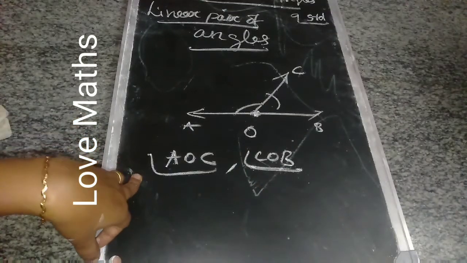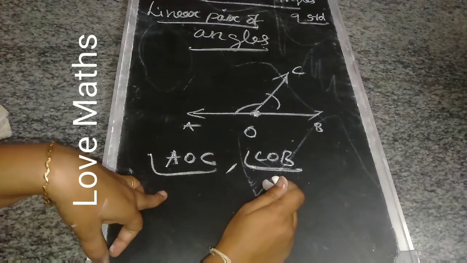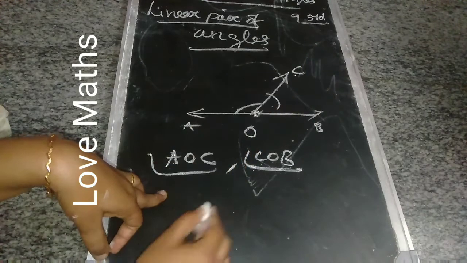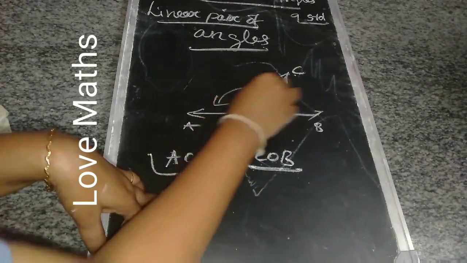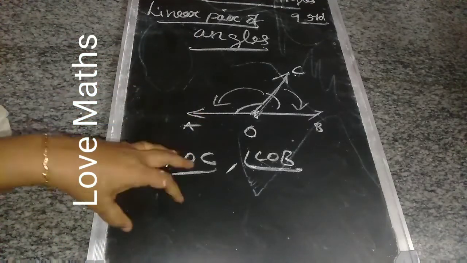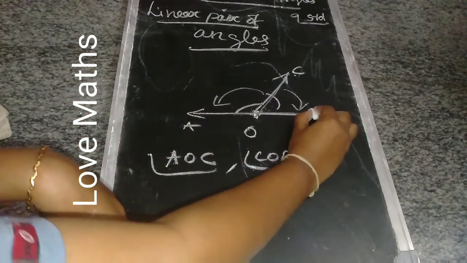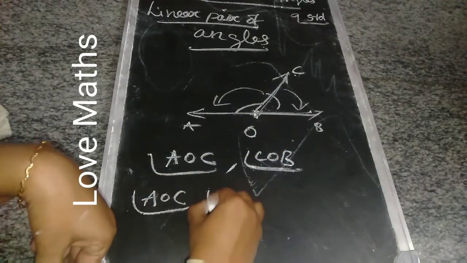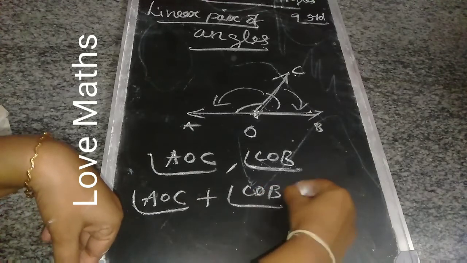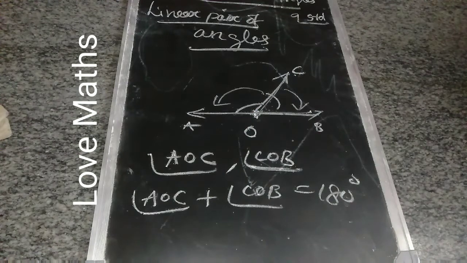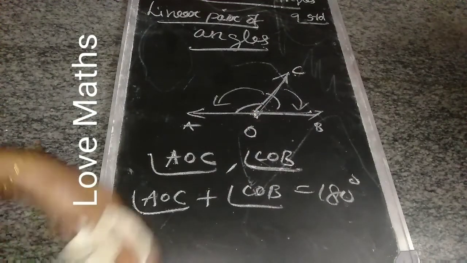So these two angles are there. In these two angles, which is the common vertex? O. Which is the common arm? OC. On this common arm, on different sides, non-common arms are there. So it is an adjacent angle. Now these are in a straight line. A straight line means how many degrees? 180 degrees. So the sum of two adjacent angles is equal to 180 degrees. Those two angles are said to be a linear pair of angles.